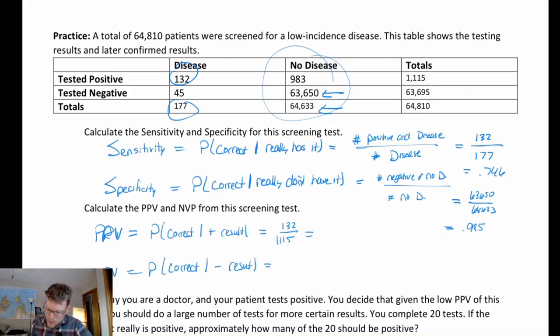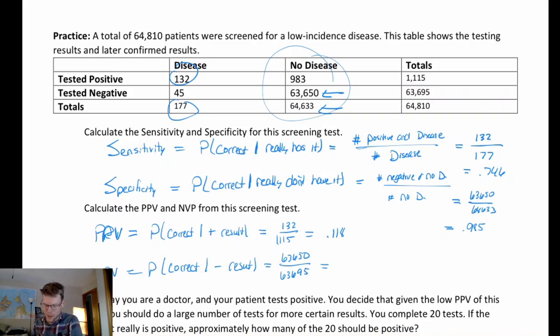And my NPV measure is going to be that correct 63,650, correct and negative, over the total negatives, 63,695, the row total. So you can already tell my PPV is pretty bad on this. 11.8% actually. So that means there are a lot of people getting positive test results who really don't have the disease. And again, it's really hard when you have a low incidence disease. You're going to get a lot of false positives. This is pretty low though, I guess.